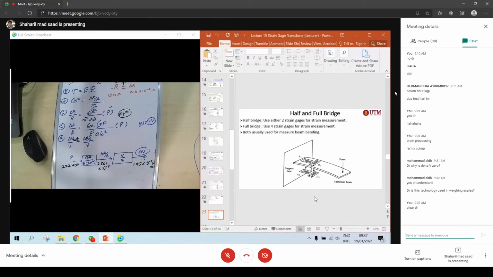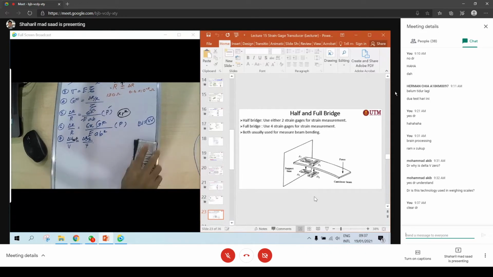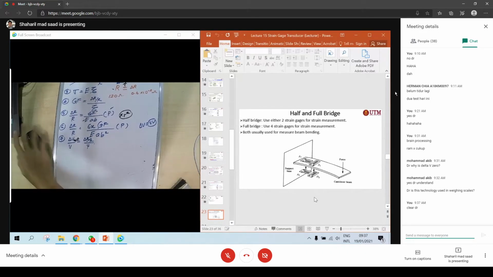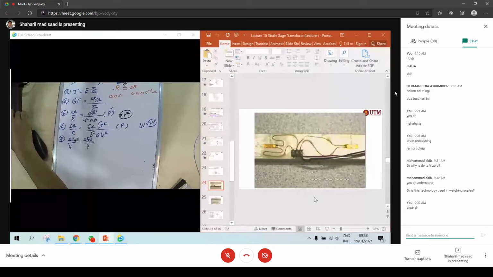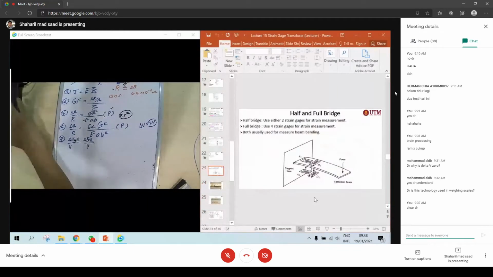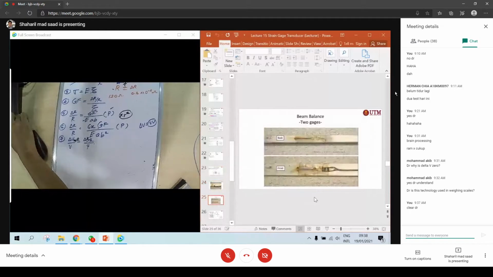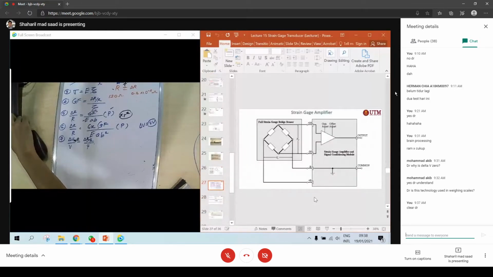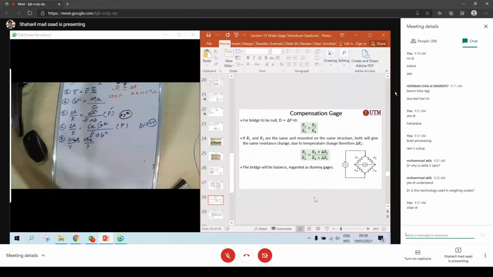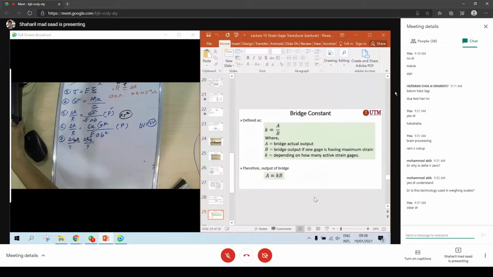Right. So when you fully utilize the Wheatstone bridge, for example, you apply strain gauges at the top and at the bottom one, like this one. And then of course you can have the amplifier, if you want. So when you apply it, that means there are two changes, two active strain gauges there. So that means the formula will have a constant A equal to KB.